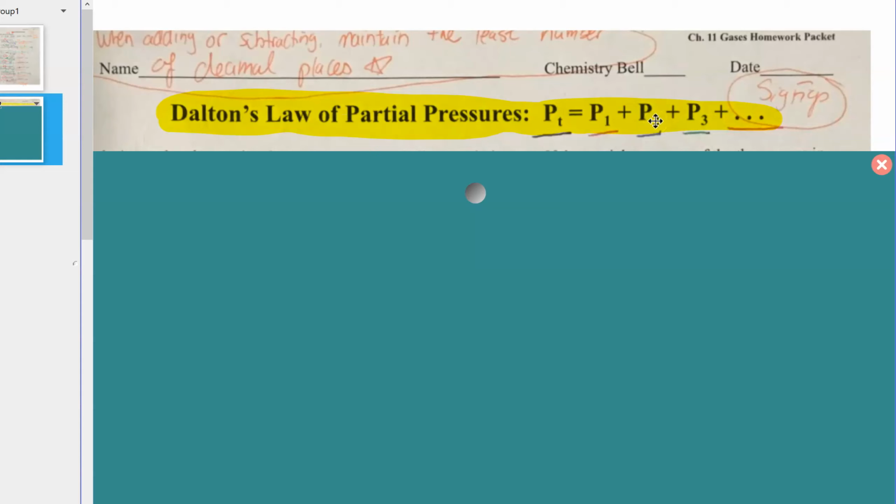And then, one thing to keep in mind is when we're adding or subtracting sig figs, you want to maintain the least number of decimal places. So it's not total sig figs, least number of decimal places.